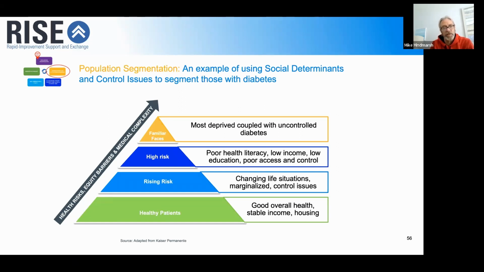so that you can target interventions appropriately, because obviously an intervention for people that have good overall health, stable income and housing is not going to look the same as an intervention for people who are most deprived and coupled with uncontrolled diabetes.